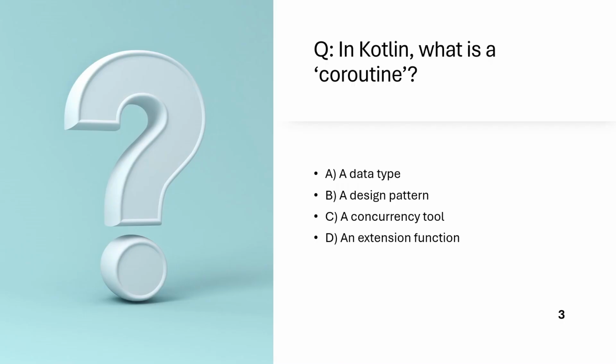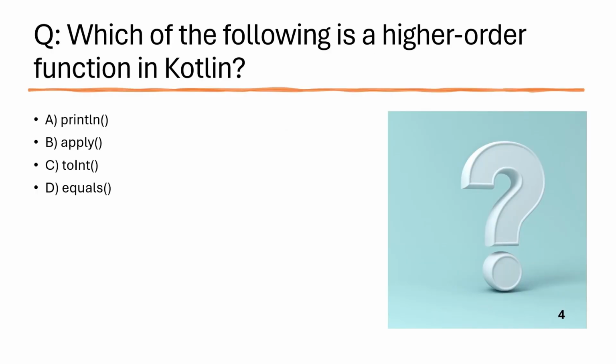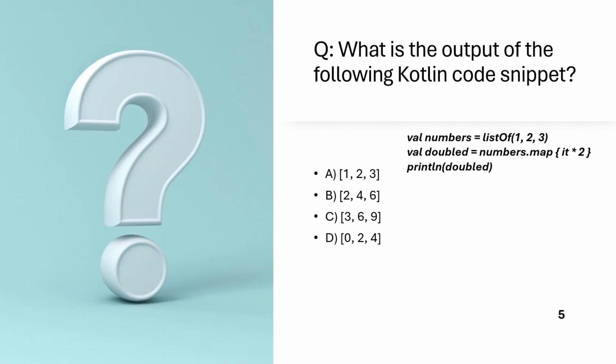Now in Kotlin, what is a coroutine? The answer is a concurrency tool. Now, which of the following is a higher order function in Kotlin? It's the apply function. Now we have the last question. What's the output of the following code? Of course, it is B.